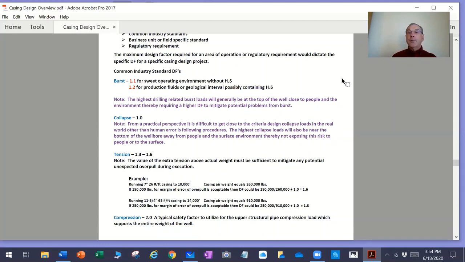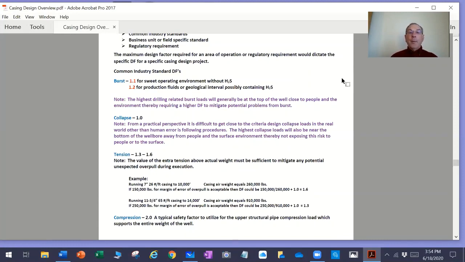I'll go over some examples of that when we do the casing design examples in the next video. We typically use a 1.2 design factor, or safety factor, some people call it a safety factor, if we're in an area in which we can have the presence of hydrogen sulfide. So if we have casing that can be exposed to hydrogen sulfide and we're designing it for sour service operations, we typically use 1.2.